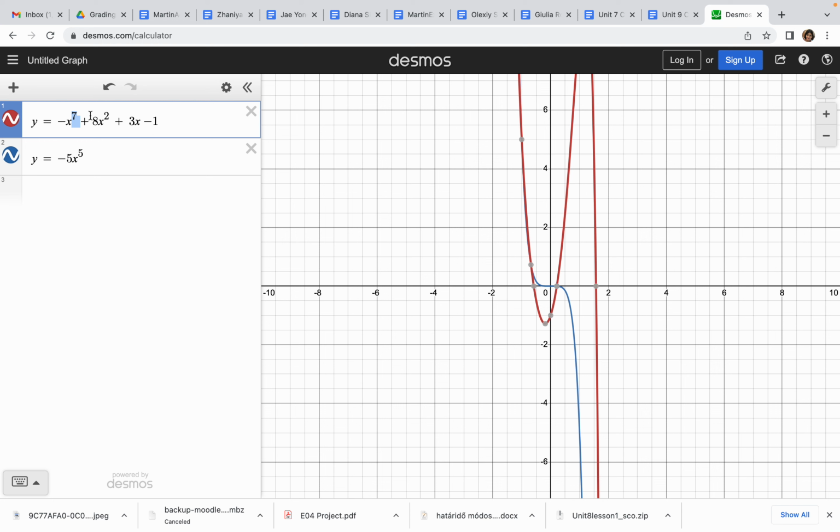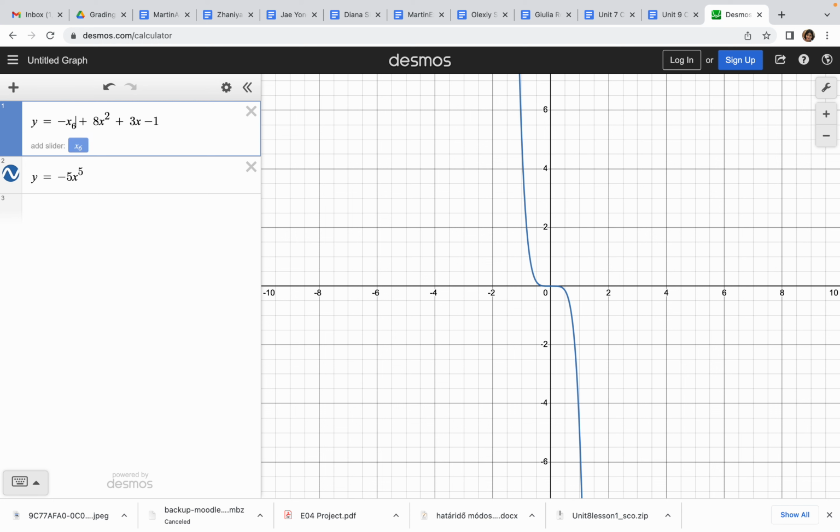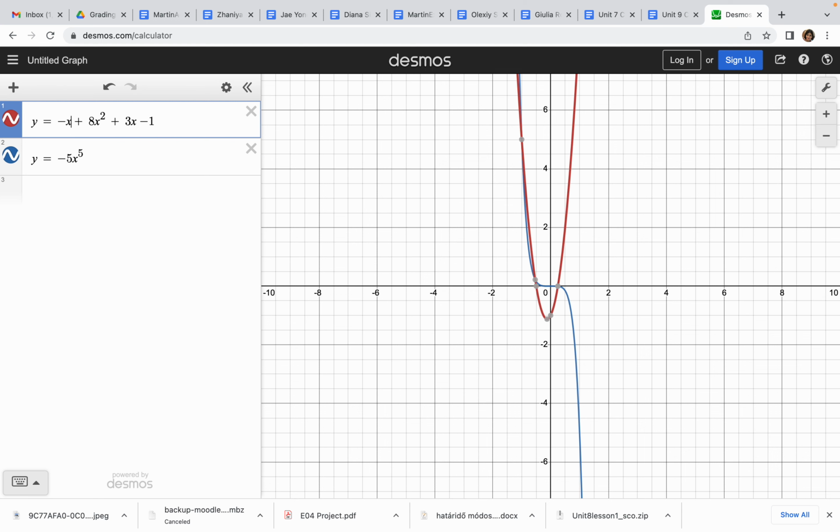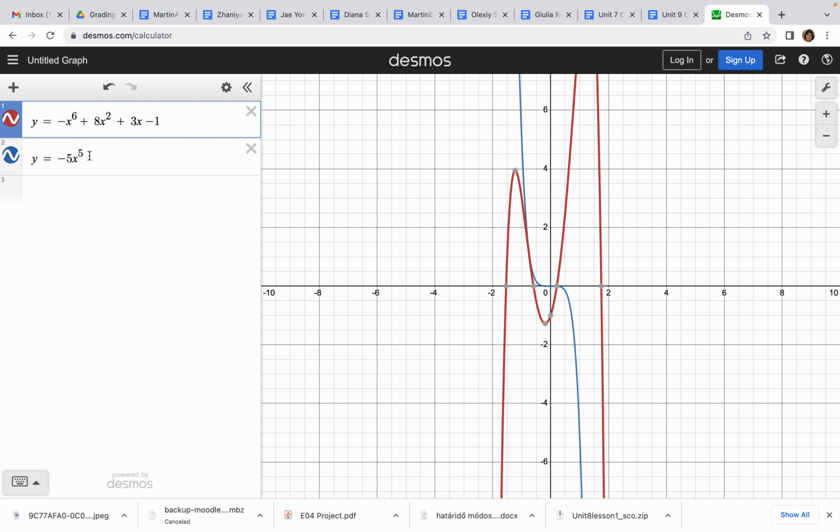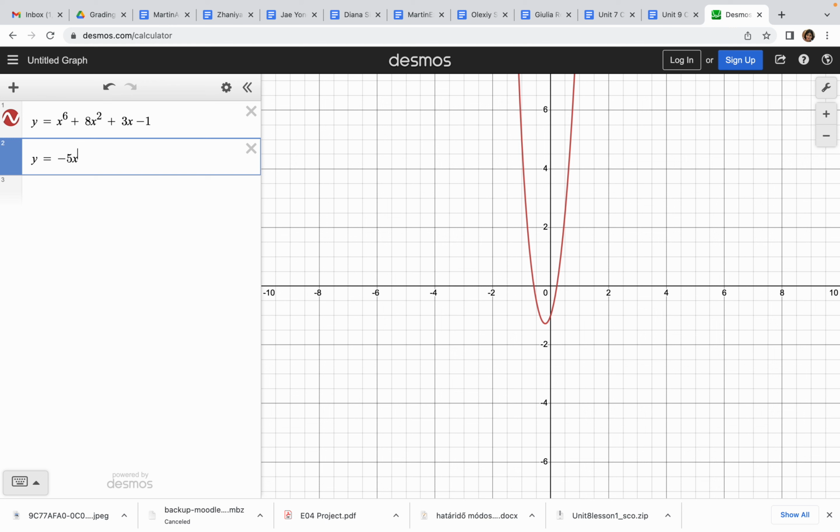Well, what if we change the highest degree? What if we make it even? All right, oops, I want it to be to the sixth power, right? And I want it to be positive up here, and this one I'm going to leave negative. Well, now it looks just like a parabola on the ends, right? When the leading coefficient is positive and it's even, it looks at the ends just like a parabola looks.